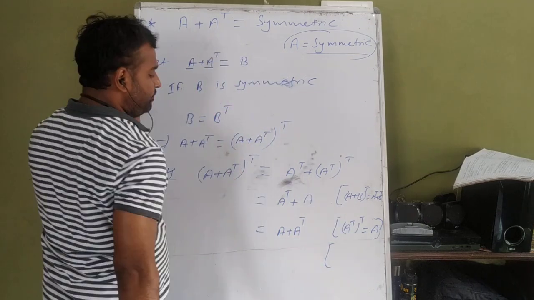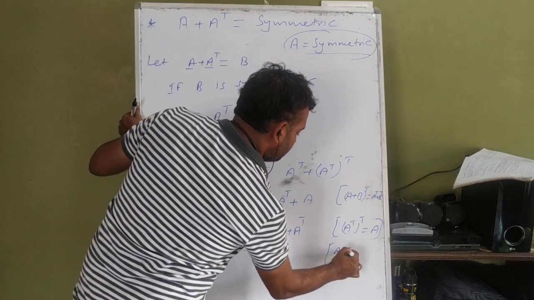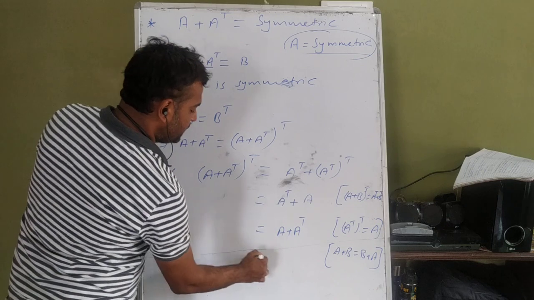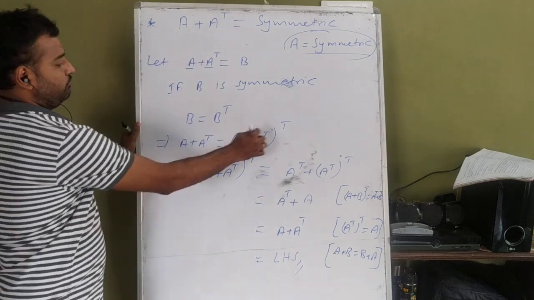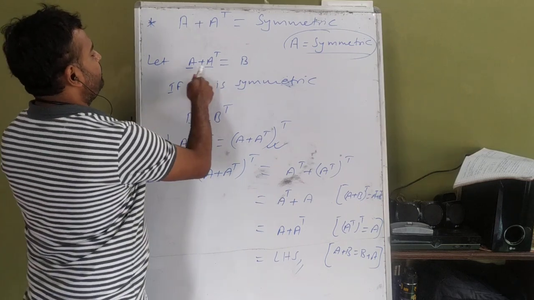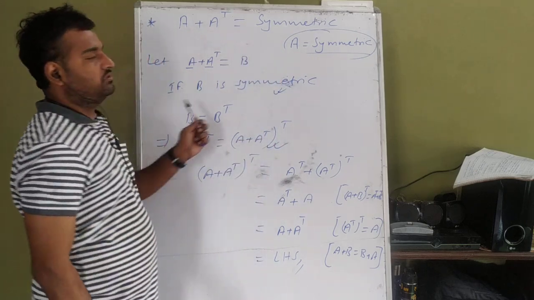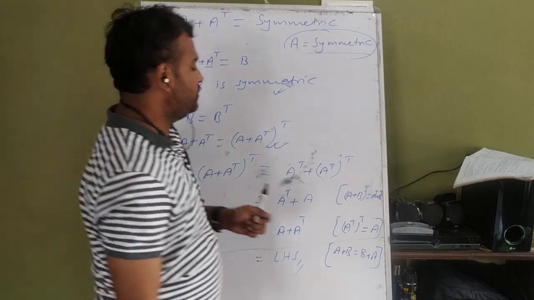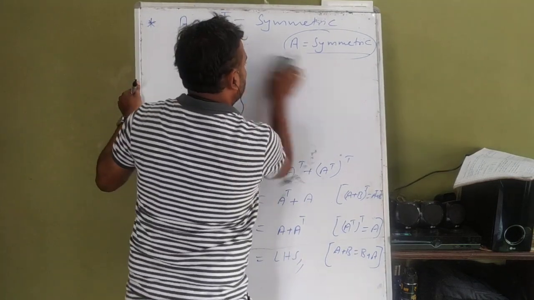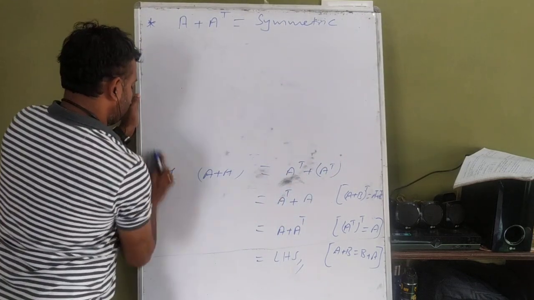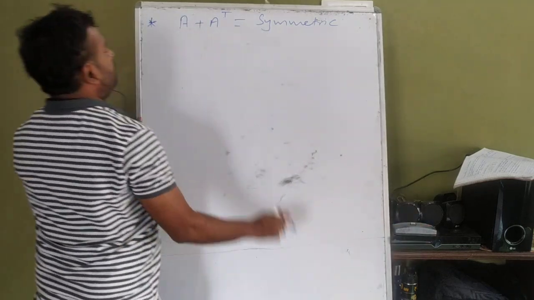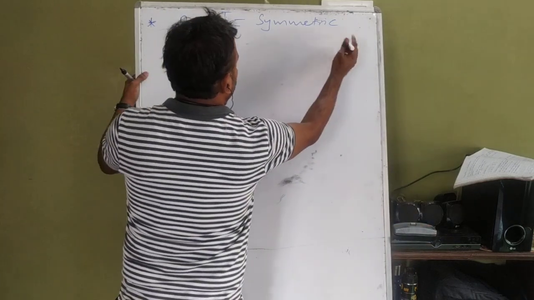Again, remember the properties of addition. A plus B can be written B plus A, the commutative law of addition. Then it can be written, and this is equal to the LHS. See, we started from the RHS and we have taken the LHS. So we can say that A plus A transpose is which type of matrix? Symmetric matrix. Now, A plus A transpose is symmetric when A is a square matrix.